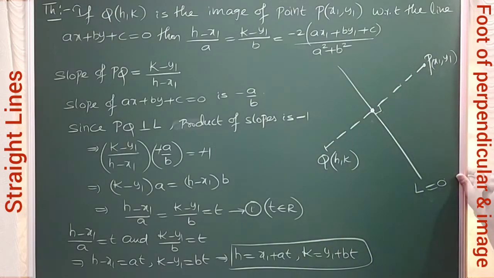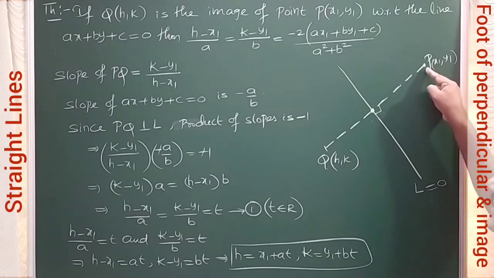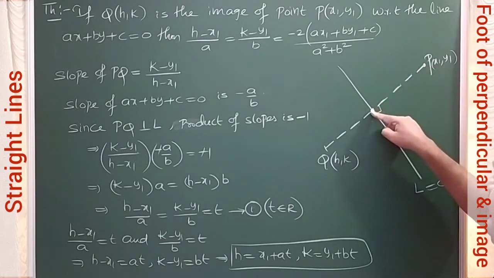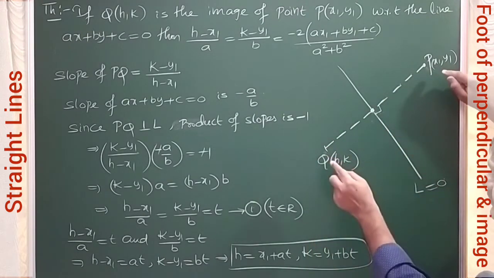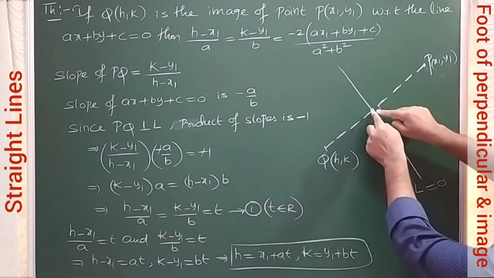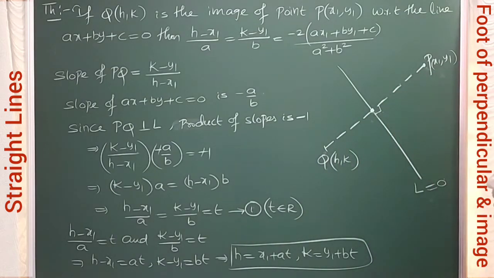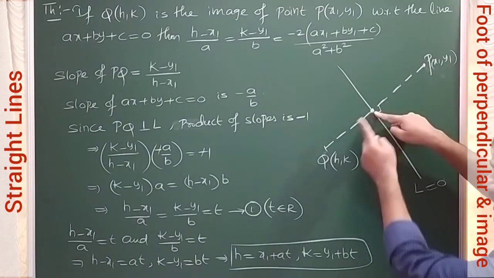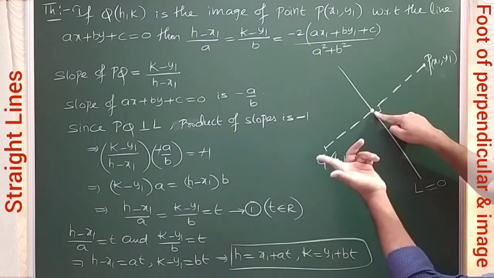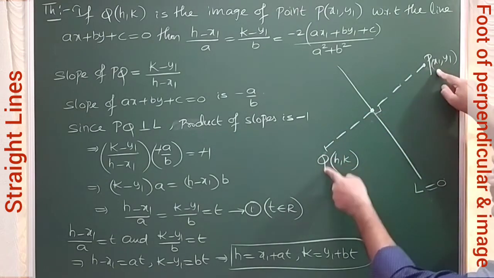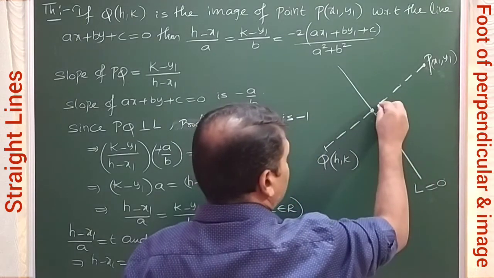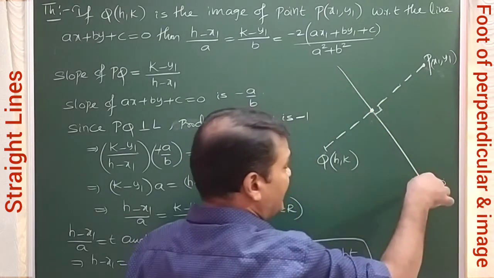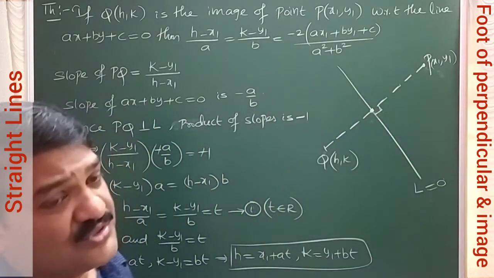Okay. So now when I say that P will be at the same distance from the line as its image, the midpoint of PQ exactly lies on the line. Because the distance of P from the line and its image from the line is the same, it means the midpoint of PQ must lie on the line, no? Midpoint of PQ lies on this line is the concept we will use.